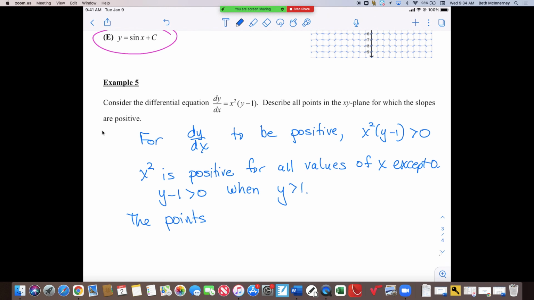All right, this is what I heard you were saying. So for dy dx to be positive, you need x squared times the quantity y minus 1 to be positive. X squared is positive all the time except when x is 0, and y minus 1 is positive when y is greater than 1. So the points where x does not equal 0 and y is greater than 1 will yield slopes that are positive.